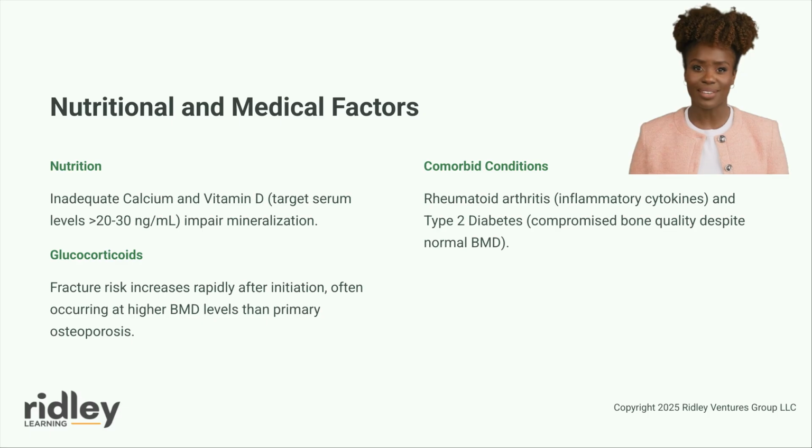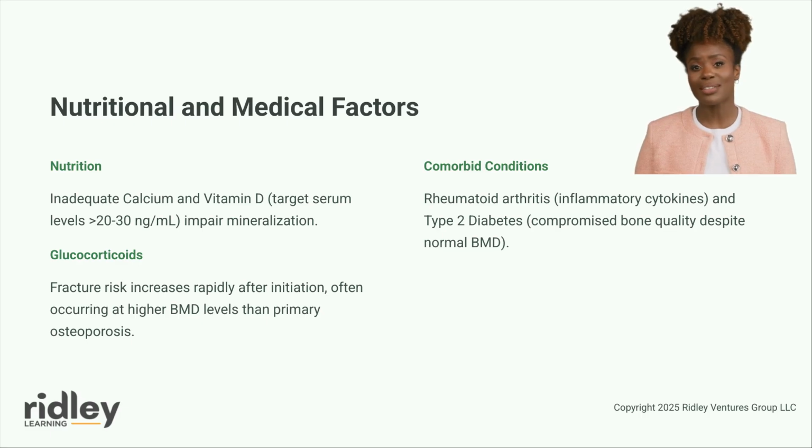As I mentioned earlier, long-term glucocorticoid therapy represents the most common cause of drug-induced osteoporosis, with fracture risk increasing rapidly after initiation and occurring at higher BMD levels than in primary osteoporosis. Rheumatoid arthritis confers fracture risk through inflammatory cytokine-mediated bone loss, glucocorticoid use, reduced mobility, and disease-related disability.